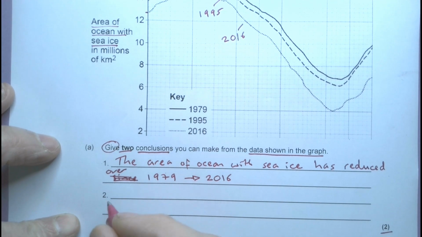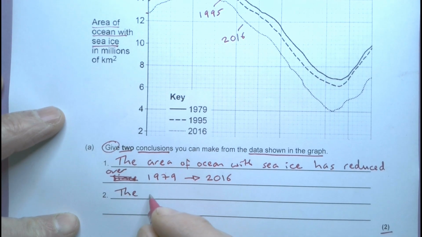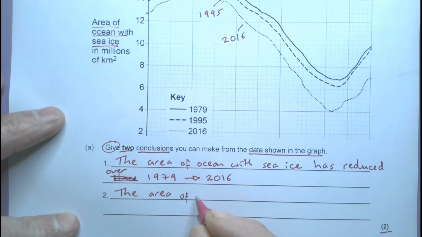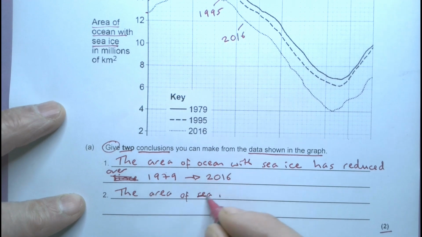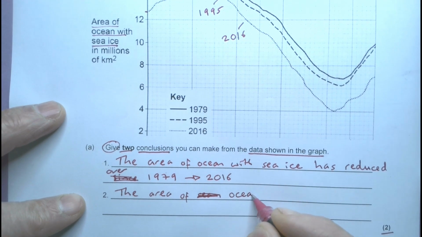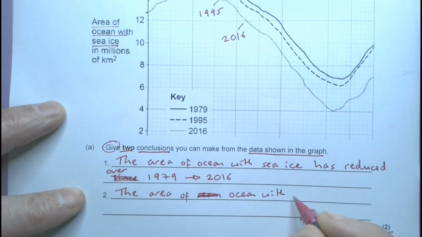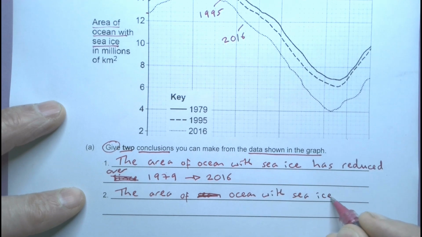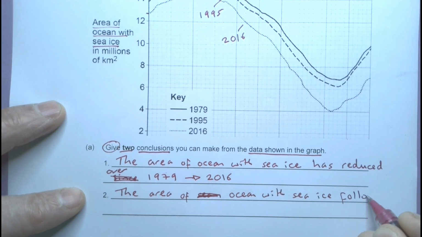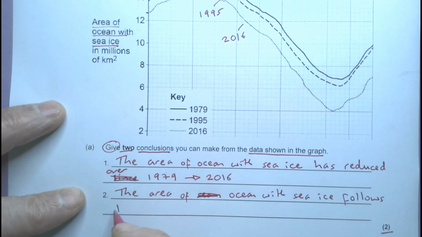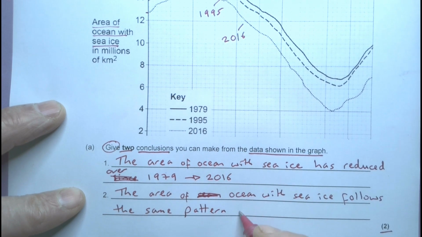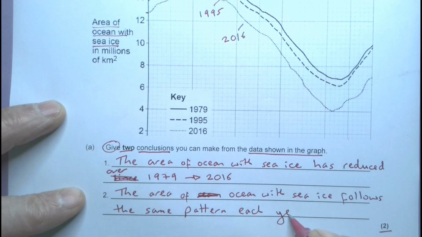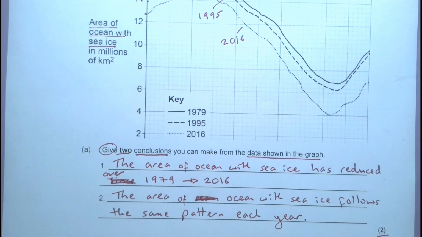So the area of ocean with sea ice follows the same pattern each year. Okay, so we can see that from the graph it's got the same pattern.